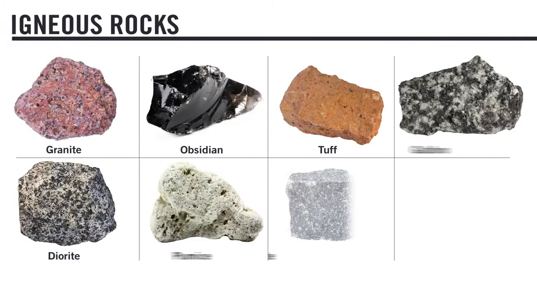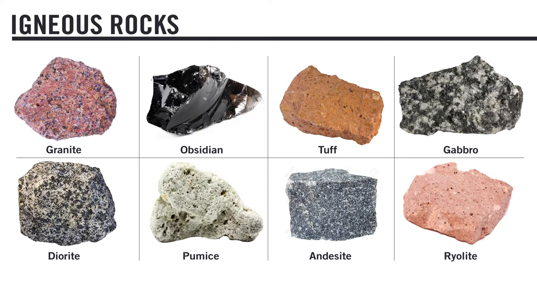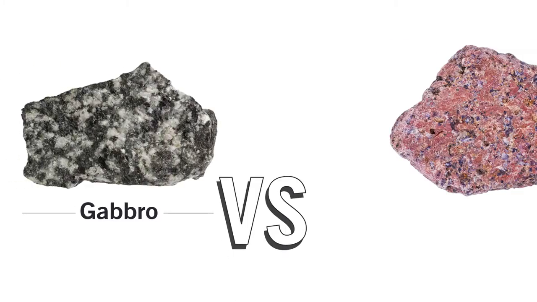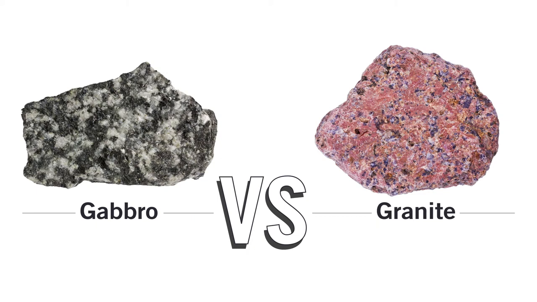If all igneous rocks form from cooled magma or lava, you may wonder, why are there different types of igneous rocks? Why are some igneous rocks dark colored, like gabbro, and others light colored, like granite?